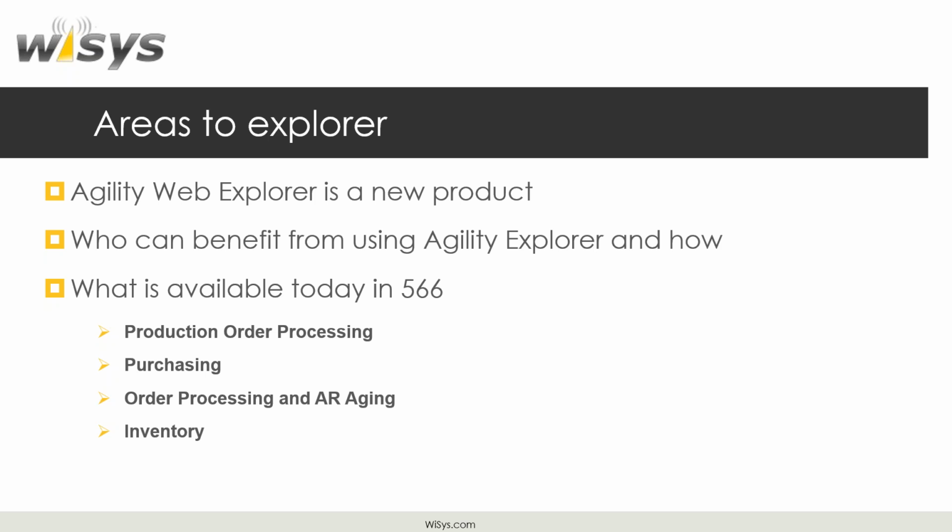Today, we're going to take a look at the menus and what's available in 566. We do have some production order processing apps, some purchasing, some order entry and AR, and some inventory apps. We're going to take a look at some of those and how they function. And as part of that, we're looking for feedback from you too. What else would you like to see in our standard application? We're going to show you what's there, and we're going to show you how to set it up if you want to use it.